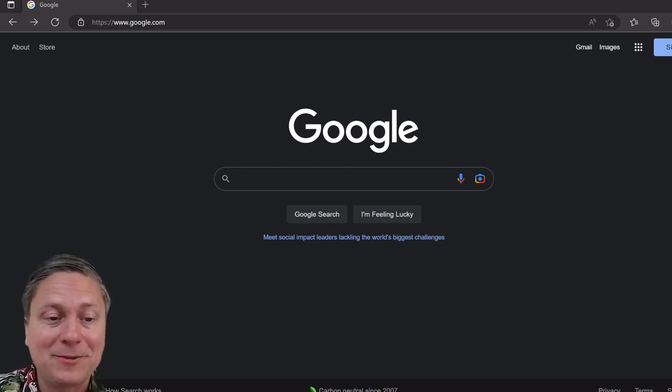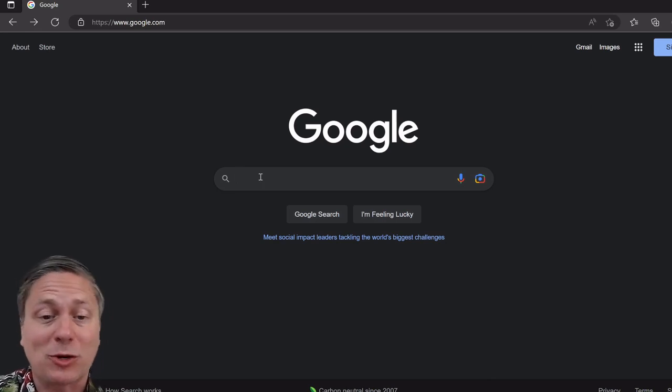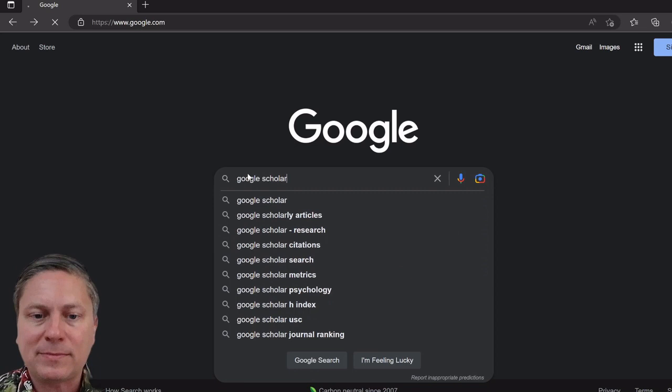Just being interested in this, you can go. There's many reasons you might want to do that. Journalists would want to do this, all this stuff. So I'm at Google. You type in Google Scholar.